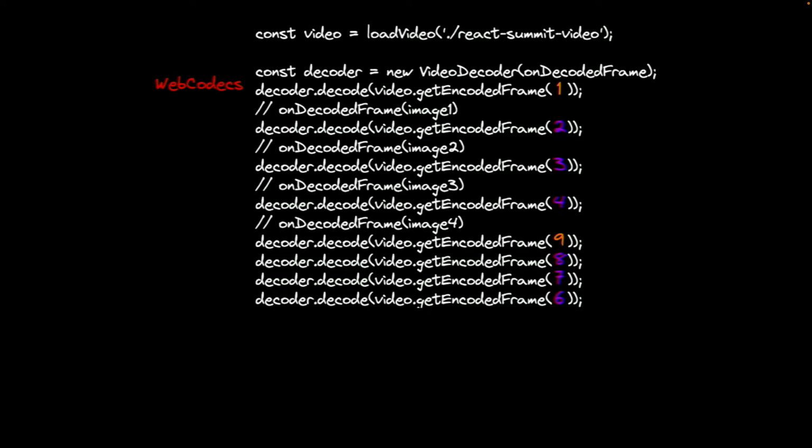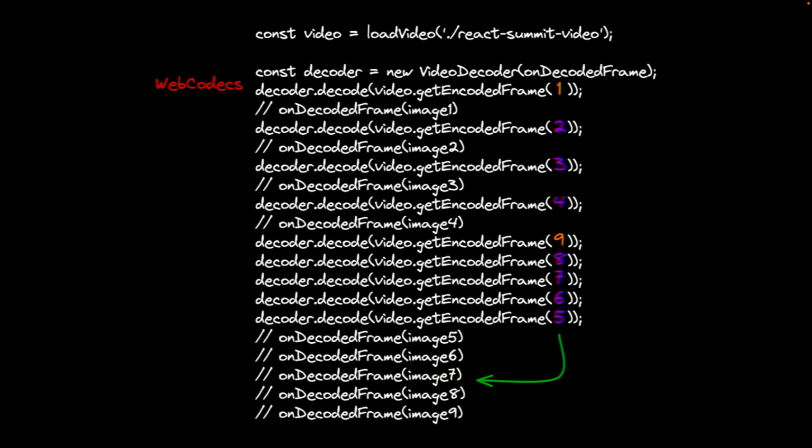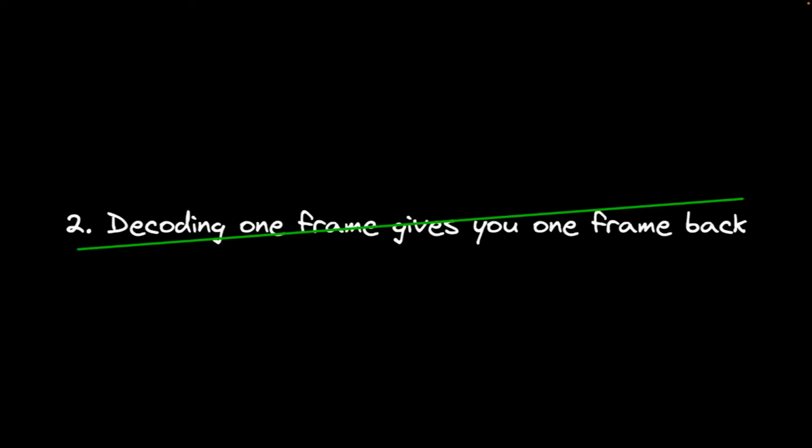But at some point, you're going to start giving those frames in a different order. So you're going to give frame number 9, frame number 8, frame number 7, frame number 6, and it's never going to call your callback because it doesn't have enough information to actually give you the thing in the presentation time. But at some point, you're going to give frame number 5, and now it's going to call your callback, everything in order. And so this is where our second myth got busted: decoding 1 frame gives you 1 frame back.